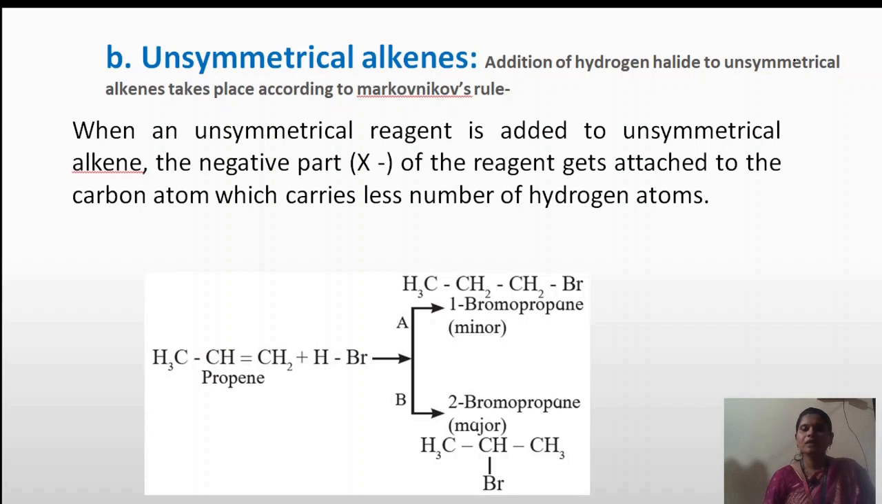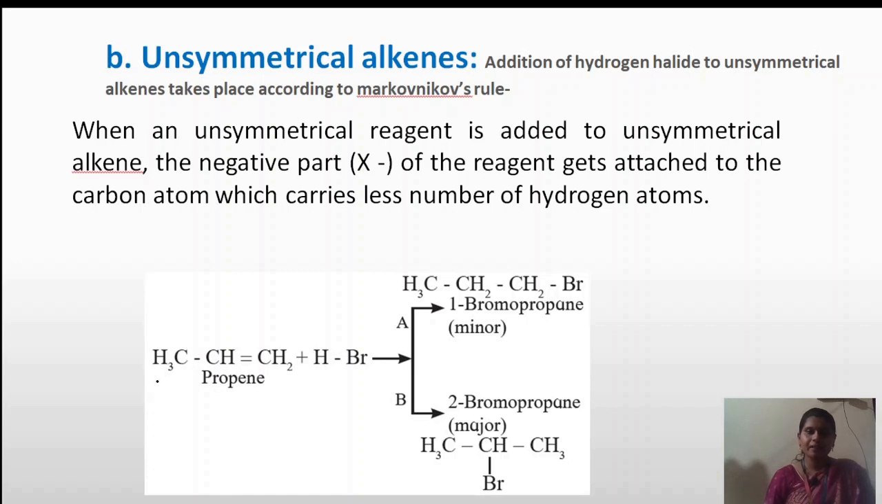Now addition of hydrogen halide to unsymmetrical alkene takes place according to Markovnikov rule. In 11th standard you studied about the Markovnikov rule. What did Markovnikov rule say? When an unsymmetrical reagent is added to unsymmetrical alkene, the negative part of that reagent gets attached to the carbon atom which carries less number of hydrogen atoms.